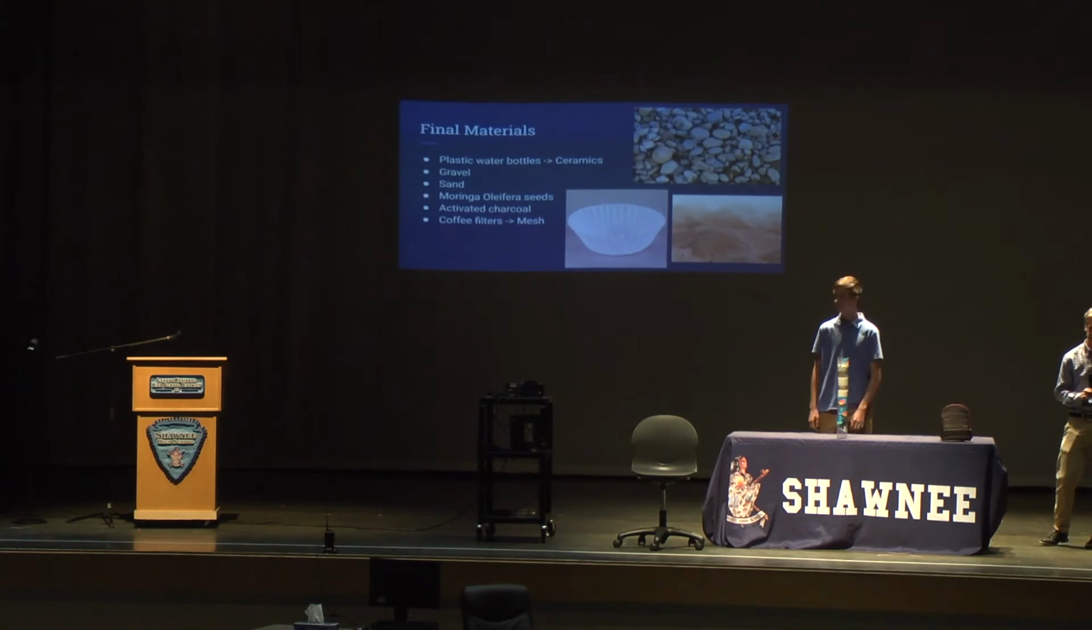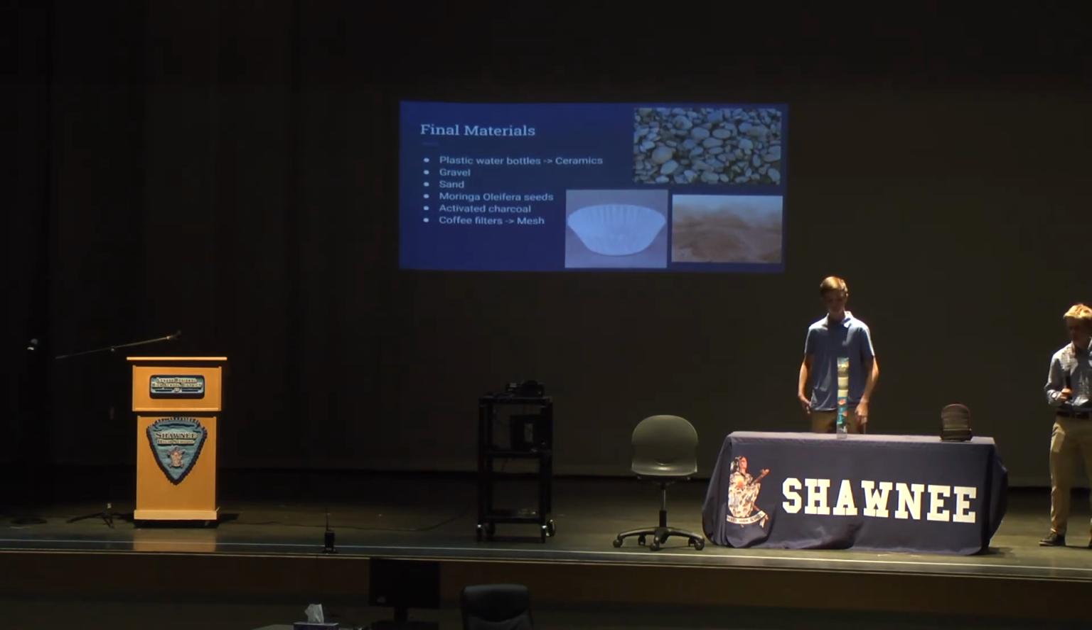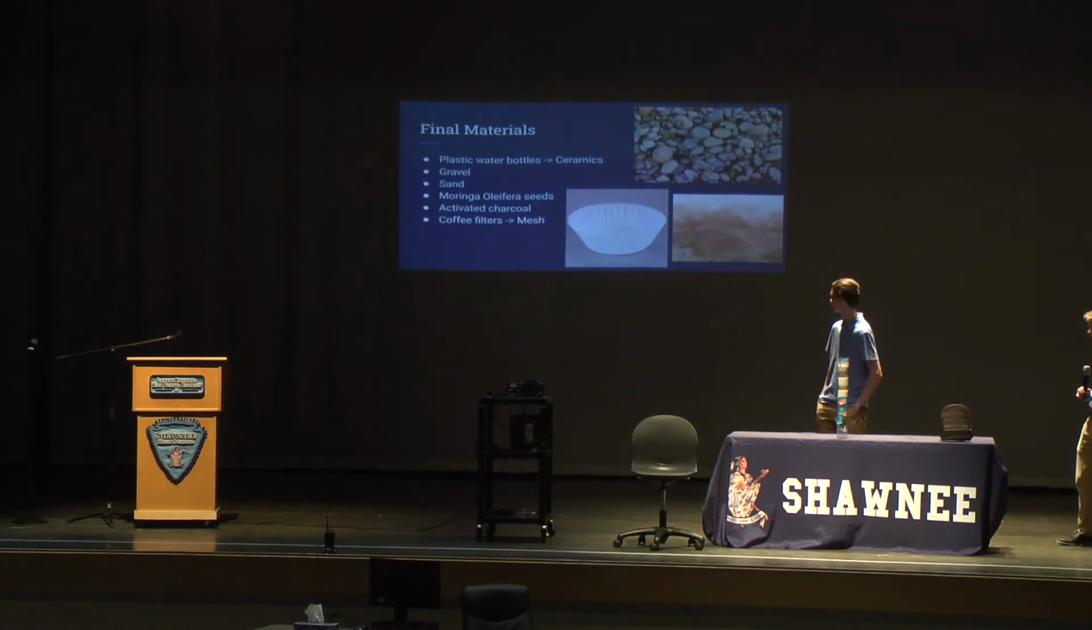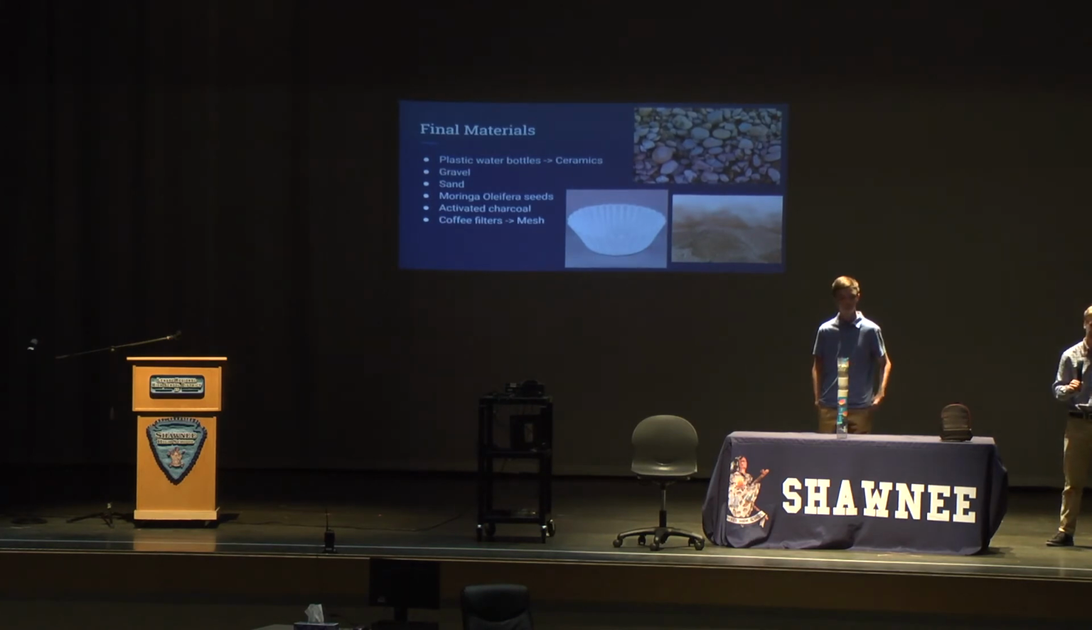And then the final materials. So we used water bottles, river rocks, two modules of regular sand, moringa sand, and activated charcoal, plus coffee filters. And the little arrows that we have up there are the materials that we'd switch out in the field for when the people in Africa are making these modules for themselves.